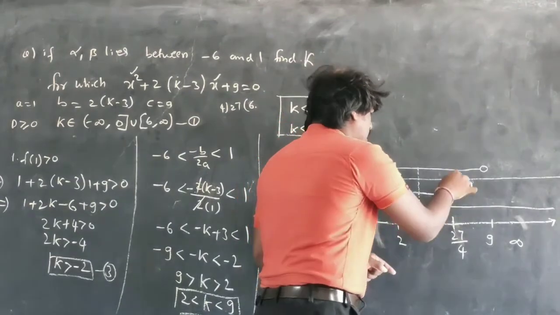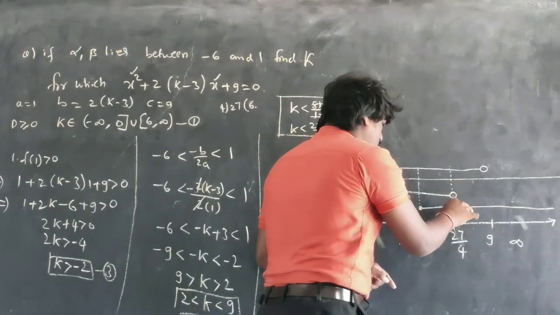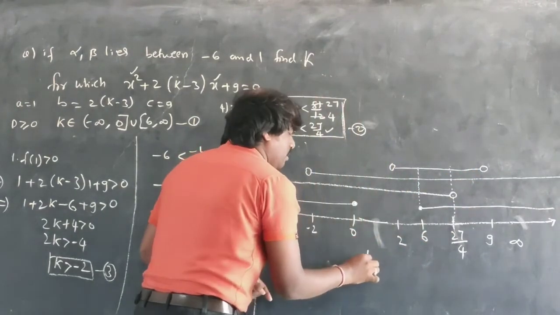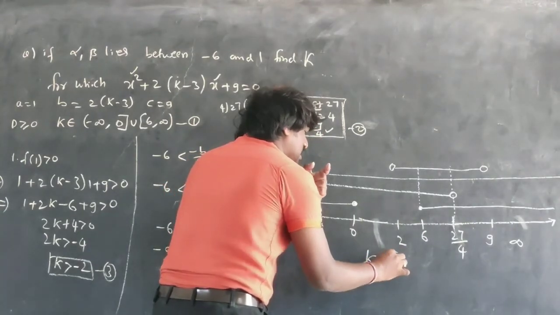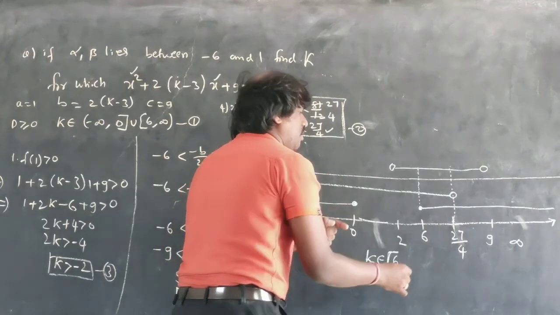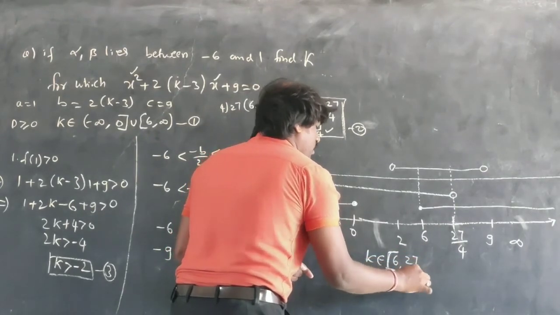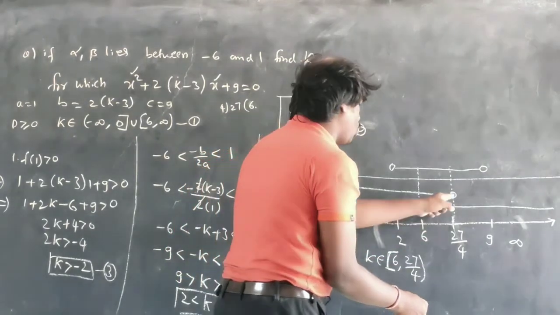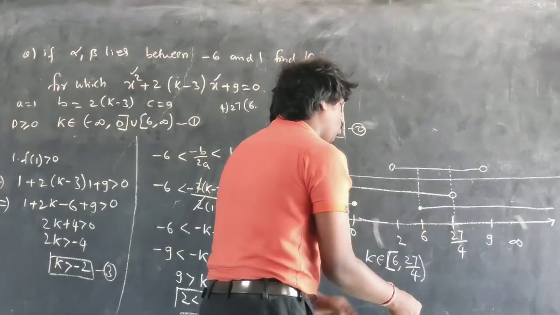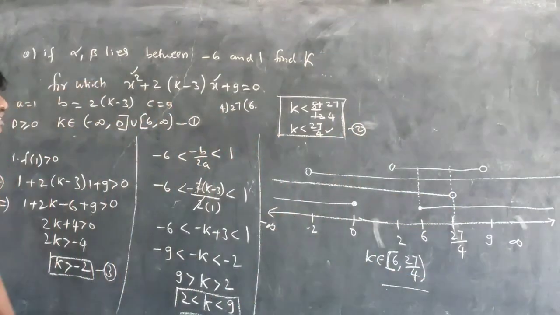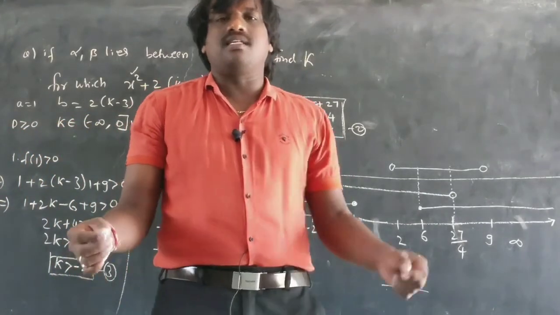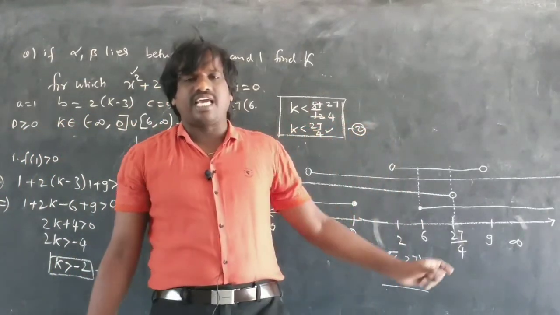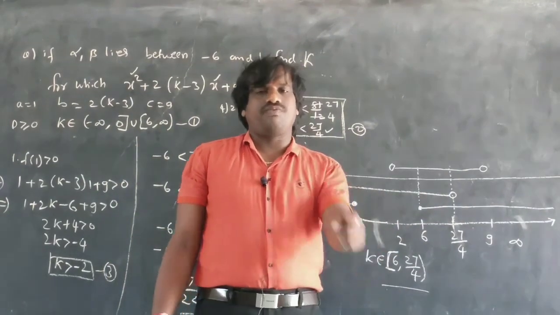And then see the next. So k belongs to, what is the answer here? 6 comma, and 6 is closed, comma 27 by 4 is the answer. And here it is open, so that is the reason you have to open this one. So this is the way to deal with the question. These are questions like mains and advanced level. So this case number 8 we finished. Let us go for case number 9.